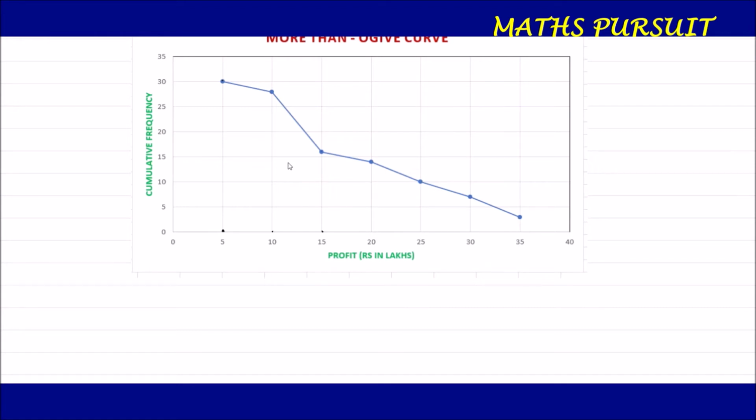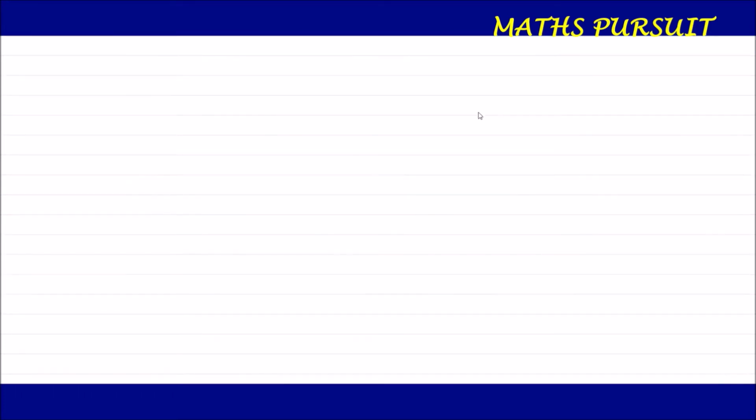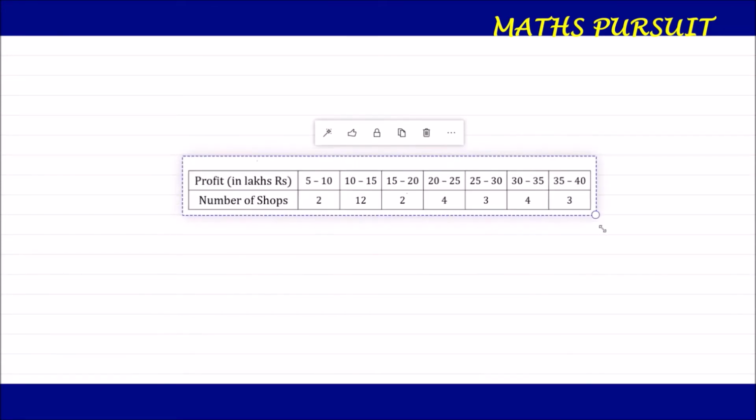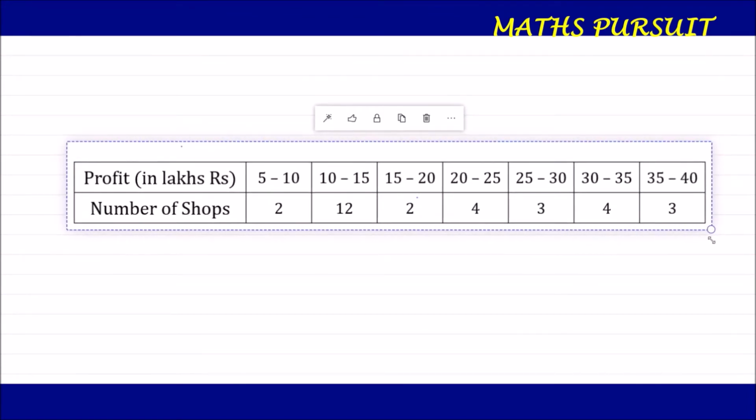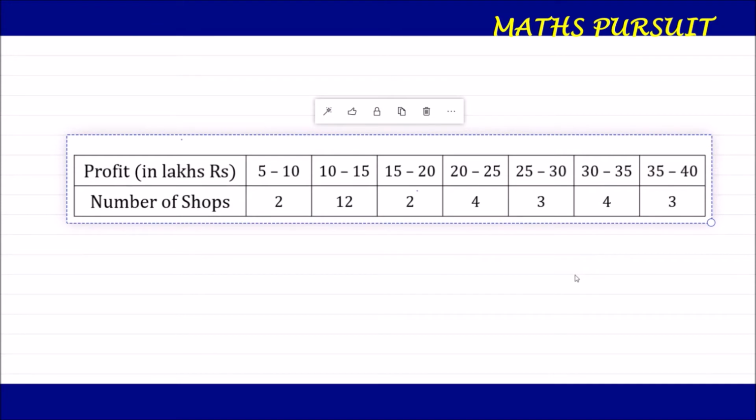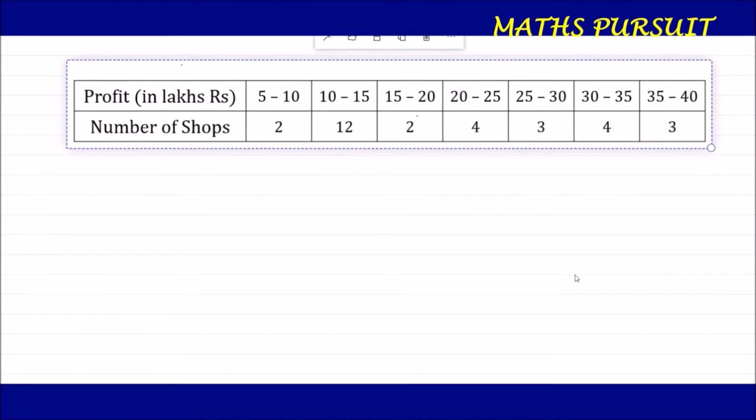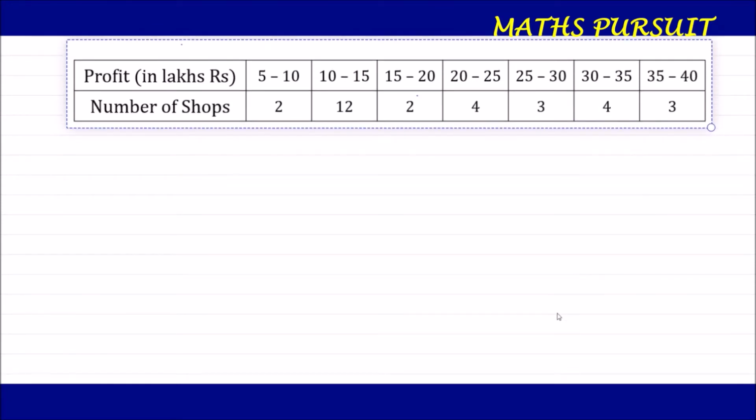Now, after understanding the more than ogive curve, let us move ahead to draw our less than ogive curve. So guys, here I am going to show you how we are going to draw the less than ogive curve. So this is the data they have given as per the question. This is the initial data they have given, the raw data, I can say. This is the information they have given. Now we have already seen this information while drawing the more than ogive curve. Now we are going to draw the less than ogive curve.